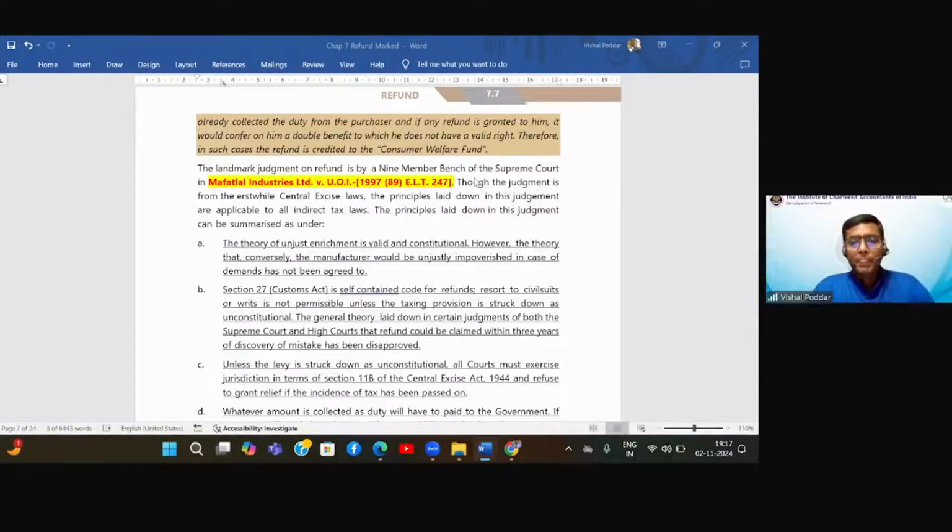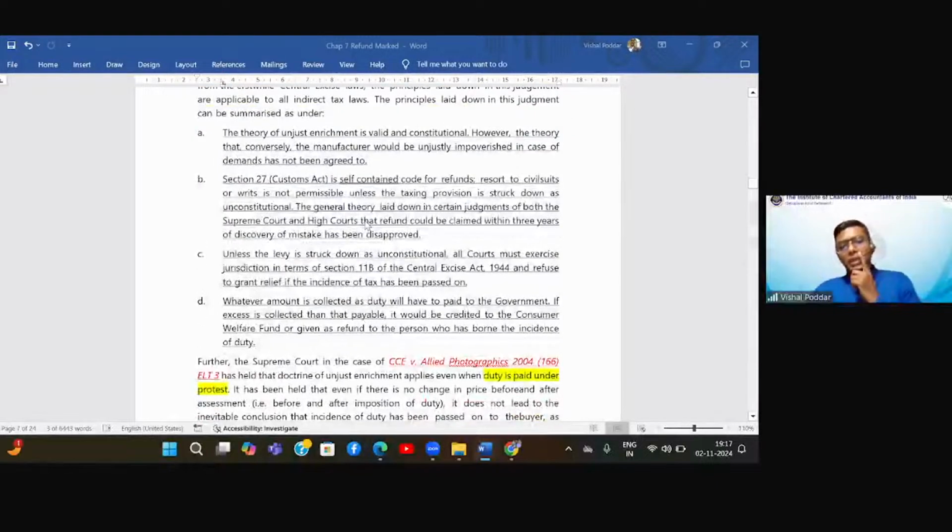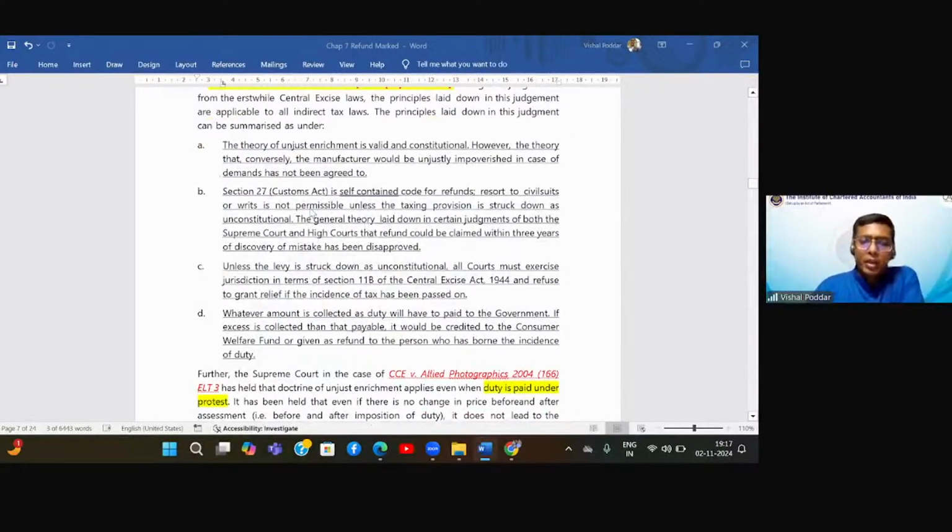So the landmark judgment on refund is by the 9-member bench of Honorable Supreme Court in Mafatlal Industries versus UOI. UOI is Union of India. Though the judgment is from the erstwhile Central Excise Law, the principles laid down in this judgment are applicable to all indirect taxes. Now let us understand what are the principles given. Here there are some very important pointers which we need to understand.